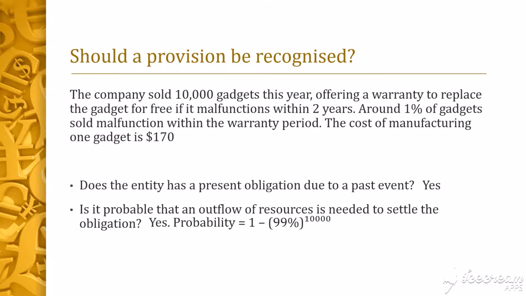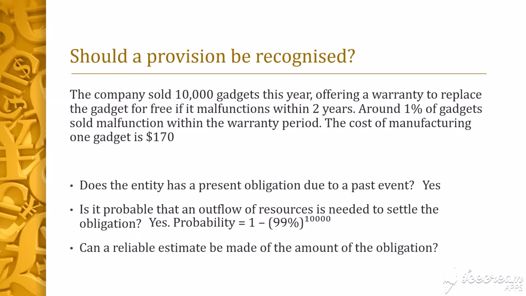Third criteria: can a reliable estimate be made of the amount of the obligation? Here, we need to come up with an expected warranty claim figure based on reliable grounds. If the company sells 10,000 gadgets and 1% of them malfunction, we expect that maybe around 100 of them will malfunction. If the cost of manufacturing the gadget is $170, that is the cost incurred by the company to replace the malfunctioning gadget. So the estimated value of the obligation is $17,000.